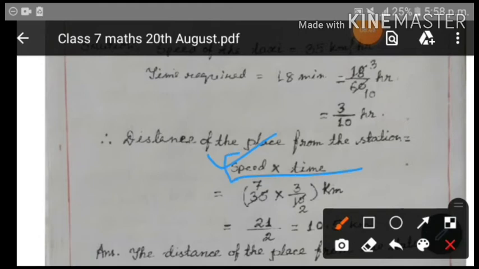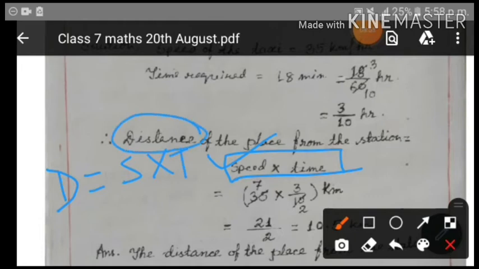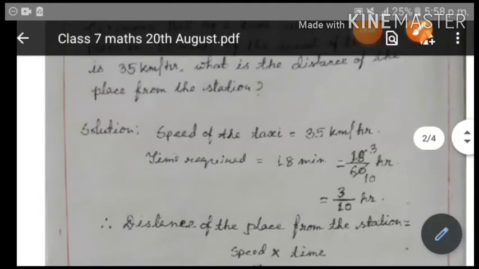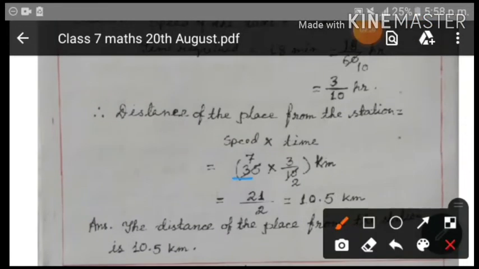The distance is equal to speed into time, because previously I have given you the relationship between distance, speed and time. Distance equals speed into time. Now here we are calculating the distance. Speed is 35 km per hour. So 35 into 3/10, and after cancellation we get 21/2, which is equal to 10.5 km. So the distance covered is 10.5 km. In this way, whenever the speed and time are given, you can calculate the distance.